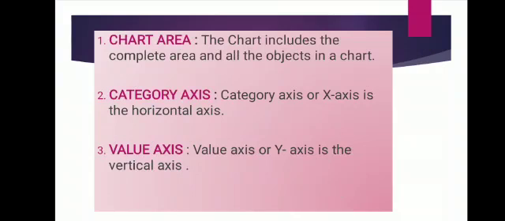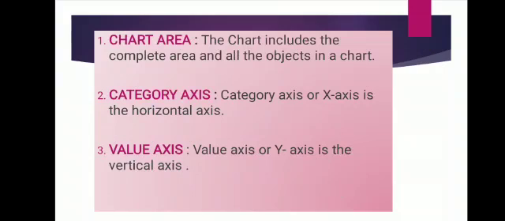Second one is category axis. Category axis or x-axis. It is also called the horizontal axis, and the subject of analysis is plotted against the x-axis. It looks like a graph paper that you use in maths. So on the x-axis, the subject of analysis is plotted.